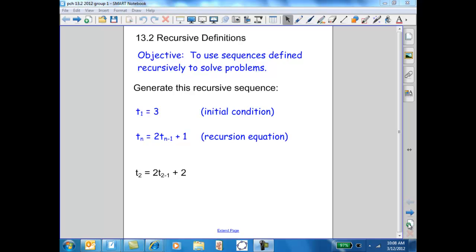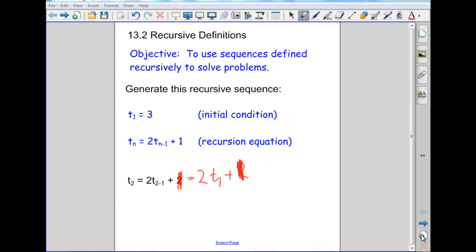That's the recursive equation. So for t sub 2, it's twice t sub 2 minus 1 plus 1, or twice t sub 1, plus 1. This should be a plus 1. Okay? This is the idea of t sub n and t sub n minus 1. This is referring to the previous term in the sequence. So I take our first term in the sequence, 3, and you end up with 7.